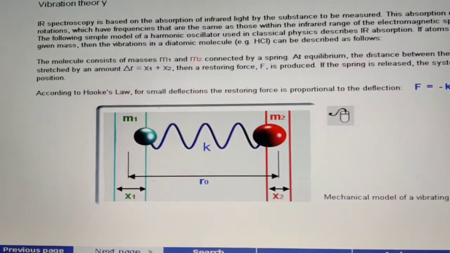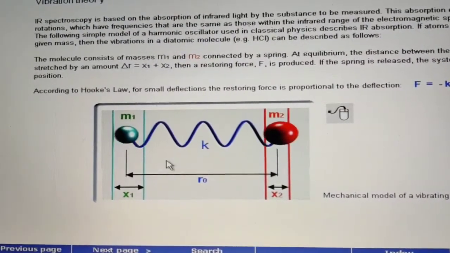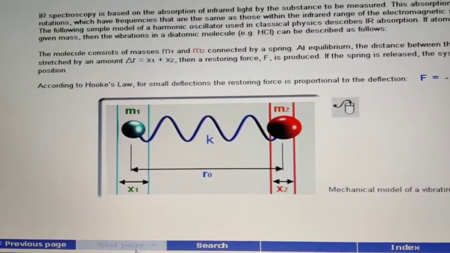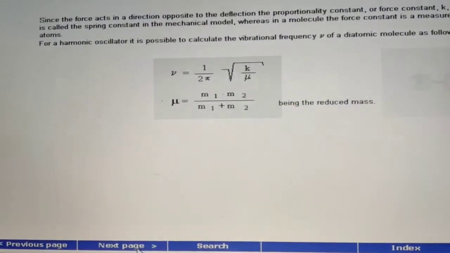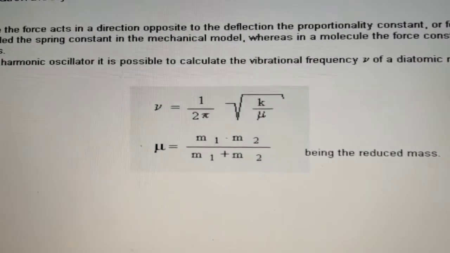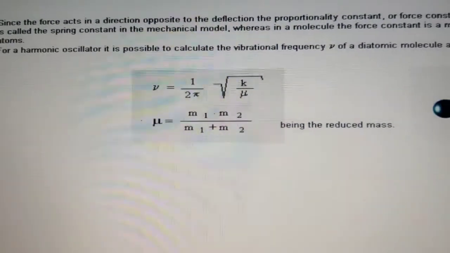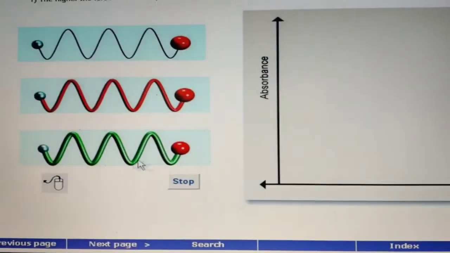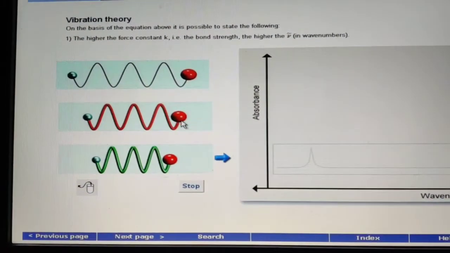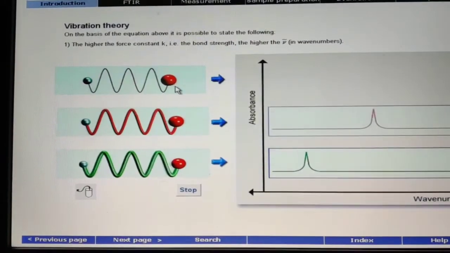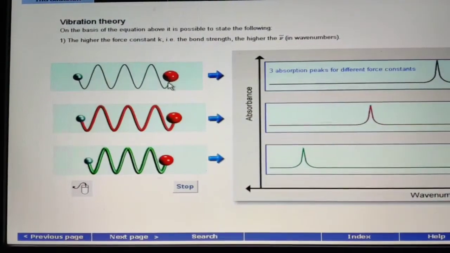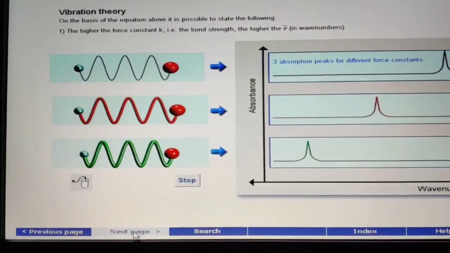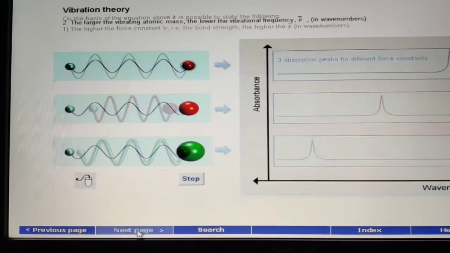The theory of IR depends solely on Hooke's law. Hooke's law is mainly concerned with the force constant, K, and the reduced mass. If two atoms have masses M1 and M2, the relation between the reduced mass and force constant gives the frequency. Hooke's law: frequency is equal to 1 by 2 pi root of K by mu. Here 1 by 2 pi is a constant, and K is called the force constant. For a single bond, double bond or triple bond, the force constant is different. For a triple bond, K is more, so naturally the frequency is also more. For a double bond it is less, and for a single bond it is very less. So K is directly proportional to frequency.